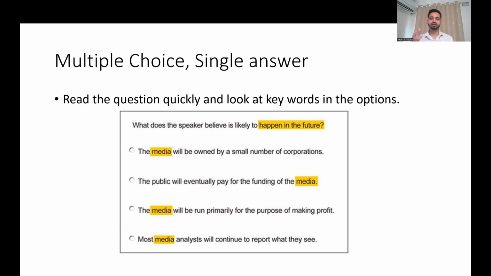So in all the themes, I can guess the main topic, which will be media and what is going to happen to media in future. That's what I will be listening for.